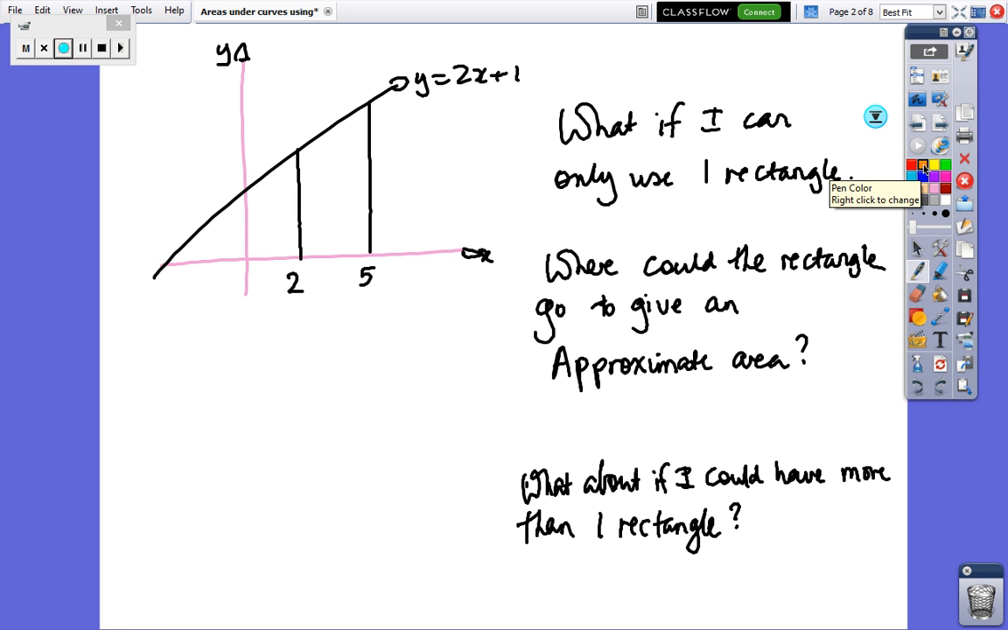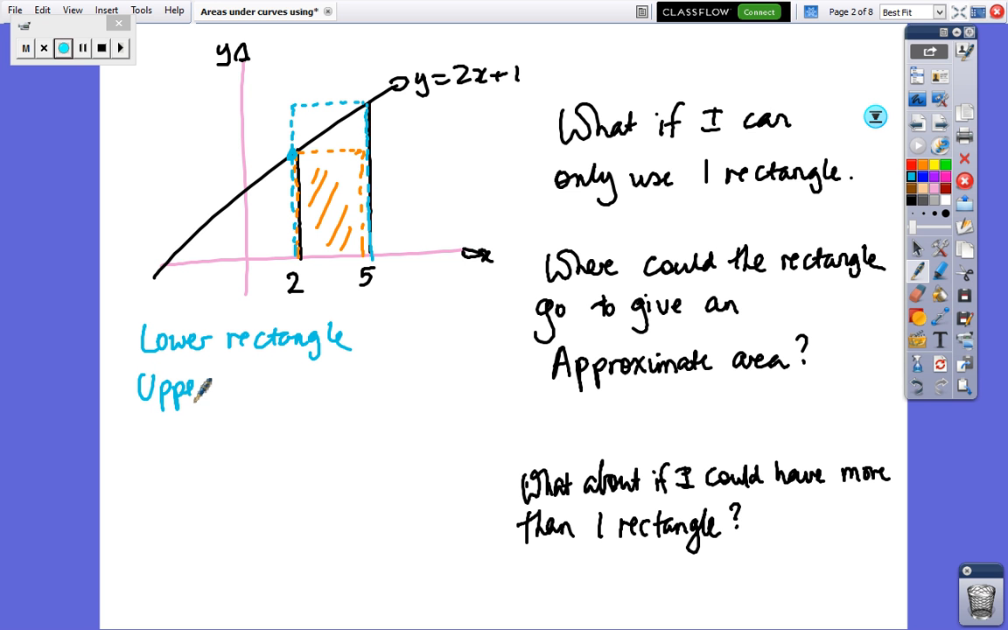Okay, if we only got one rectangle, the rectangle could go there, or the rectangle could go over the top. Okay, so there's two answers. There's a rectangle underneath and a rectangle over the top. So a lower rectangle, and there's an upper rectangle. But both of these answers are just approximations because the answer is actually a trapezium.